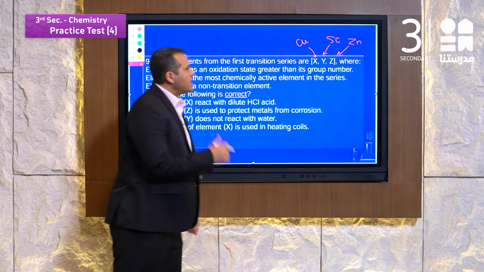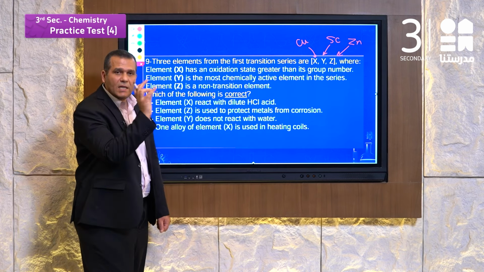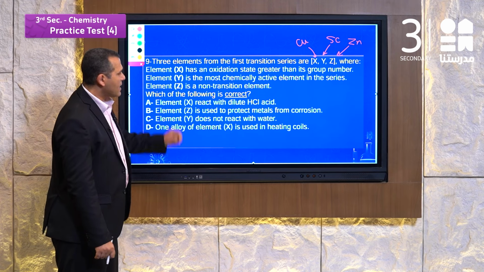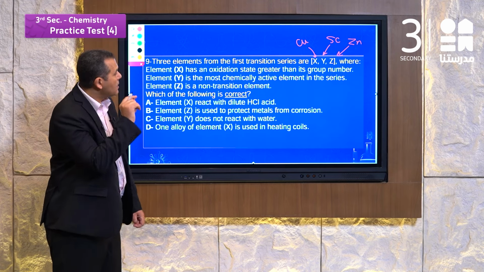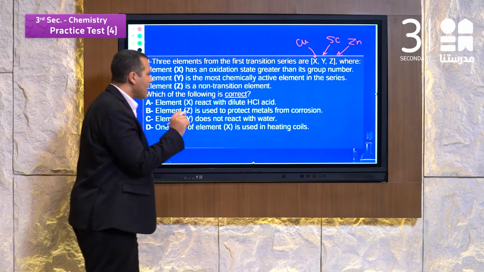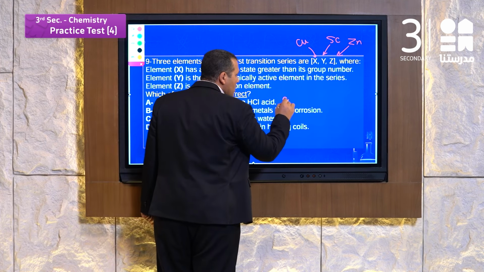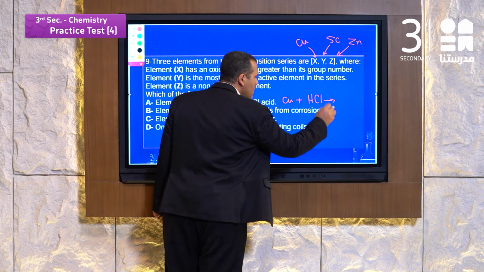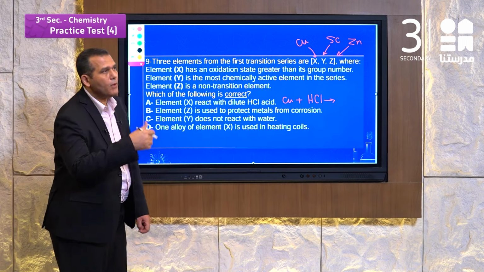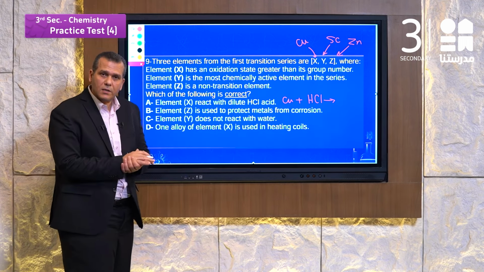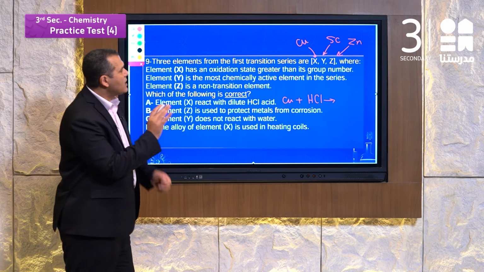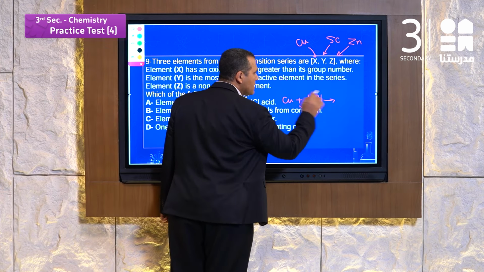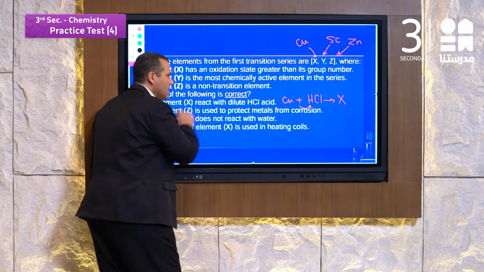So we identified 3 elements X, Y, and Z, respectively copper, scandium, and zinc. Which of the following is correct? Element X reacts with diluted hydrochloric acid. X, copper, reacts with diluted hydrochloric acid. Copper is chemically inactive, below hydrogen in the electromotive series, so it doesn't react with diluted hydrochloric acid and cannot replace the hydrogen of the acid. Wrong. It says it reacts.